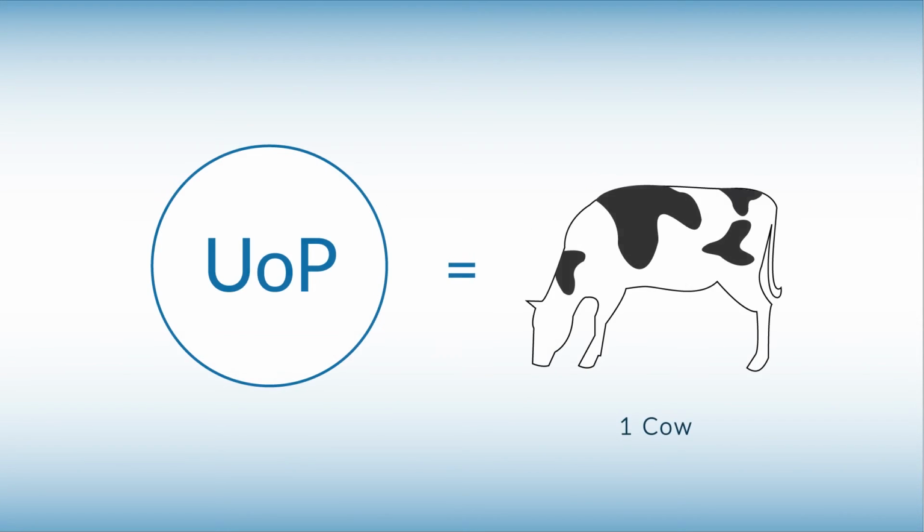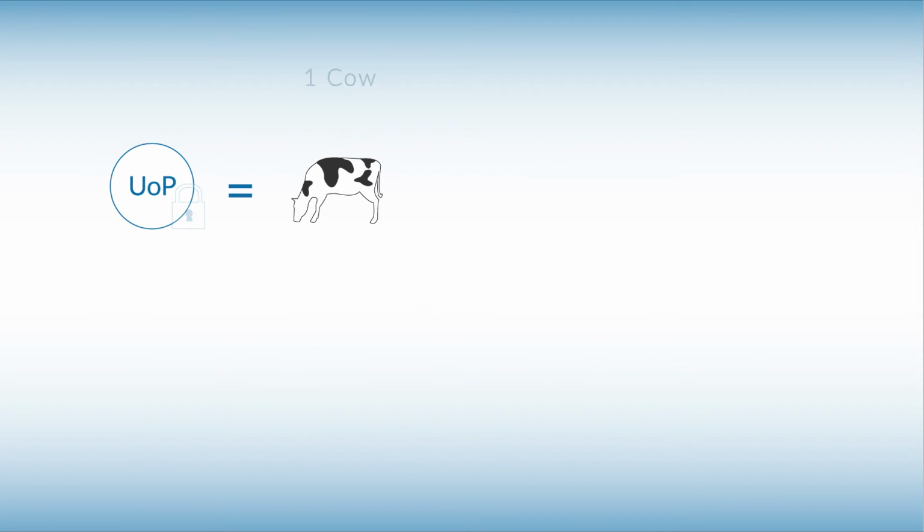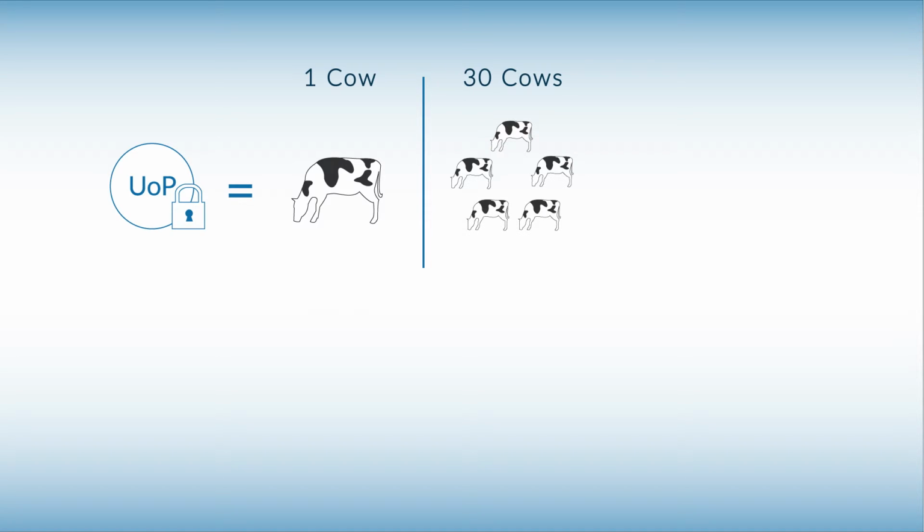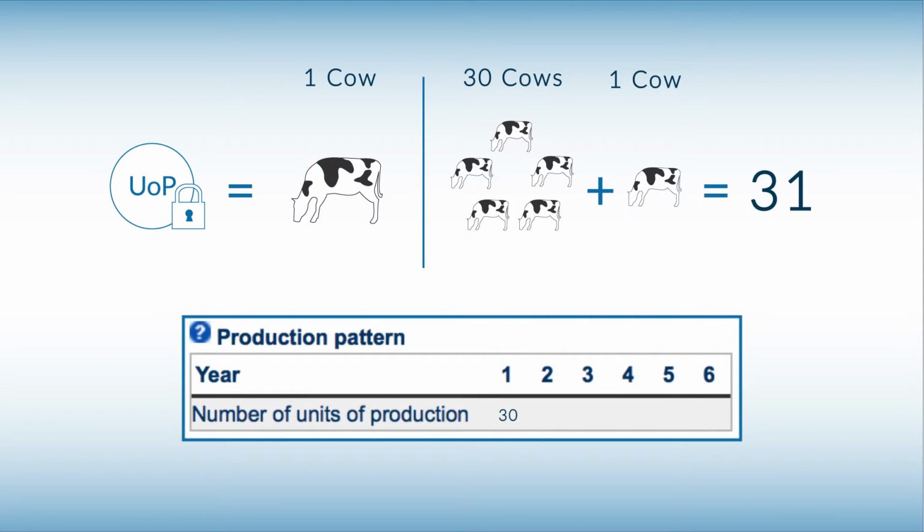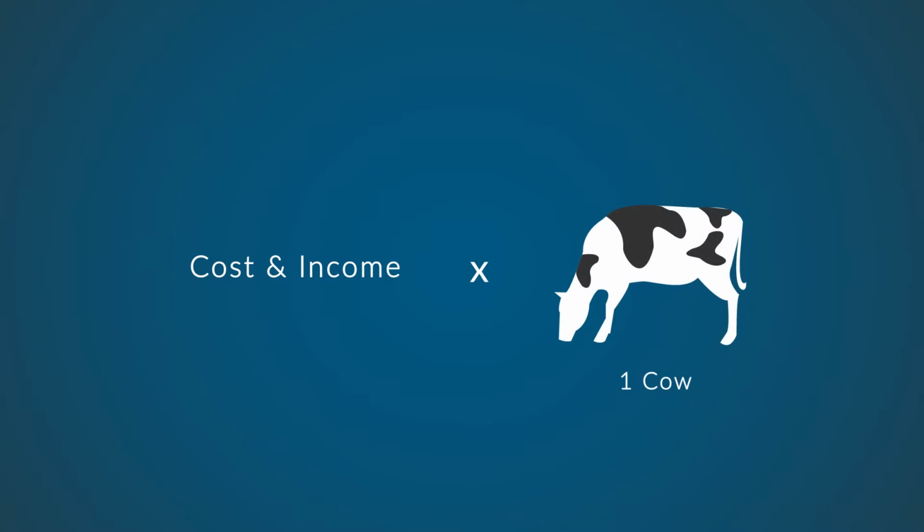If the unit of production is the cow, on the other hand, herd growth can simply be shown by increasing the number of units of production in the pattern of production from 30 in one year to 31 in the next. But remember, in this case, all costs and income must then be given per cow.